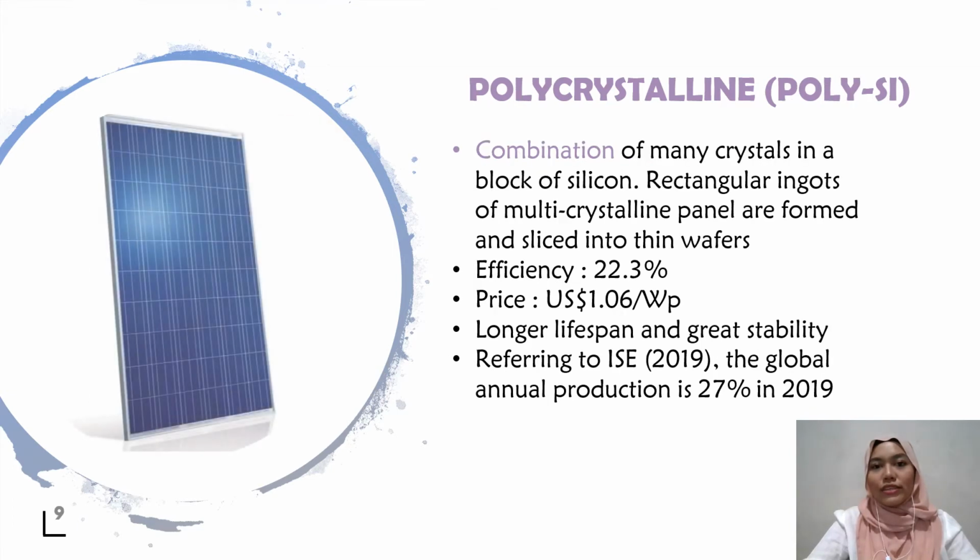Next is polycrystalline. It is a combination of many crystals in a block of silicon. Rectangular ingots of multicrystalline panel are formed and sliced into thin wafers. It's slightly less efficient compared to monocrystalline with 22.3%. The price is $1.06 per watt peak. It has a longer lifespan and great stability. Referring to ISE 2019, the global annual production is 27% in 2019.